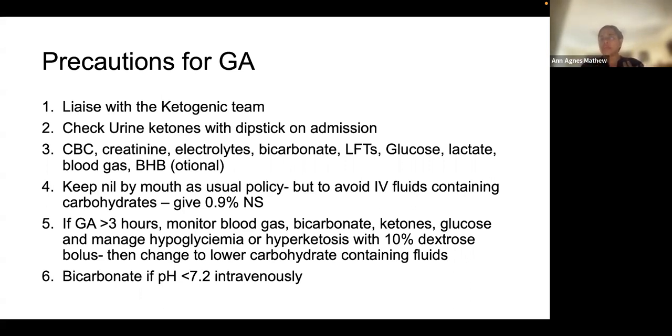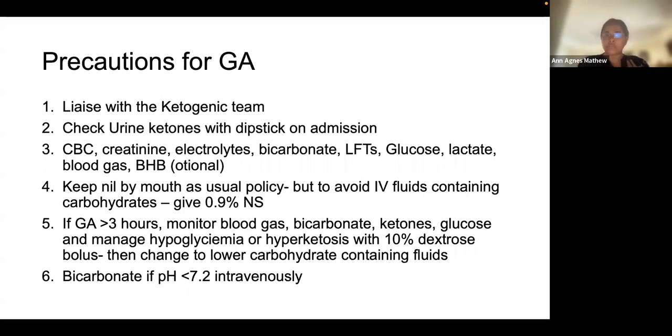And we check more ketones and more glucose at that time. You also make sure they don't have dyselectrolytemia, because these children are more prone to it. They are prone to acidosis. We check bicarb as well. Check for hypoglycemia, as we said. So keep them nil by mouth as usual, but avoid IV fluids. We've already said all of that.